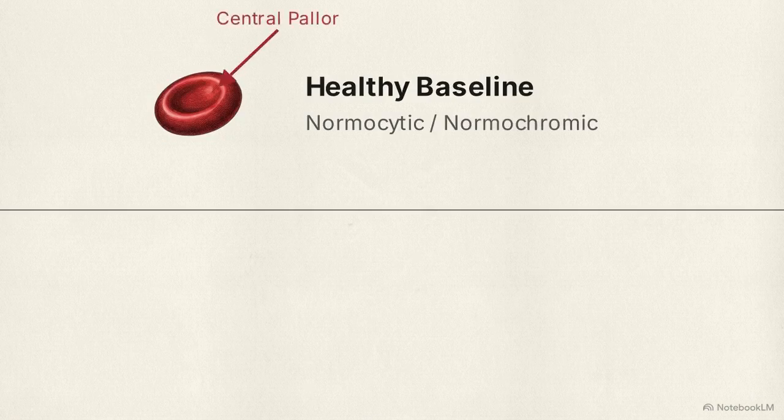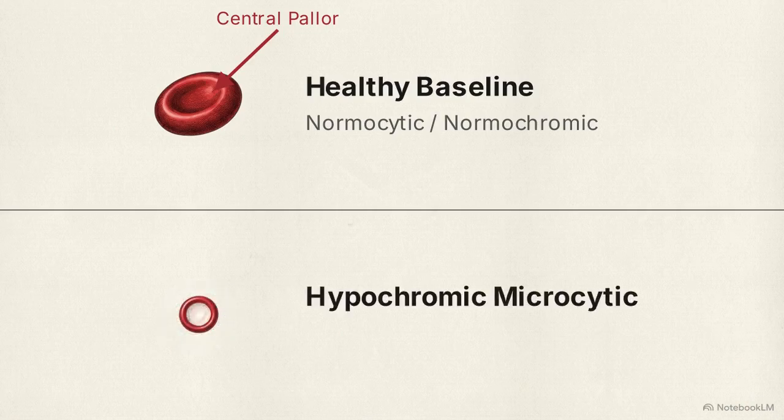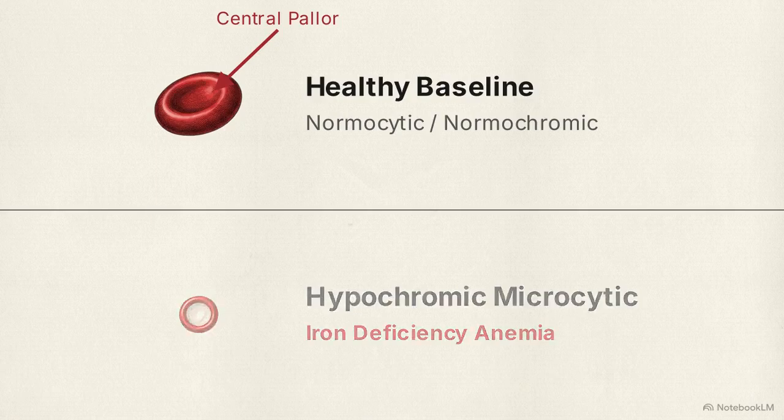This diagram displays a split-screen comparison. A healthy normocytic cell on top has a standard uniform size and distinct, lightly colored central pallor. The first deviation occurs when a cell simultaneously diminishes in overall diameter and loses internal hemoglobin, causing that pale center to expand. These small, pale structures are classified as hypochromic microcytic cells. Observing this specific presentation maps directly to a diagnosis of iron deficiency anemia.